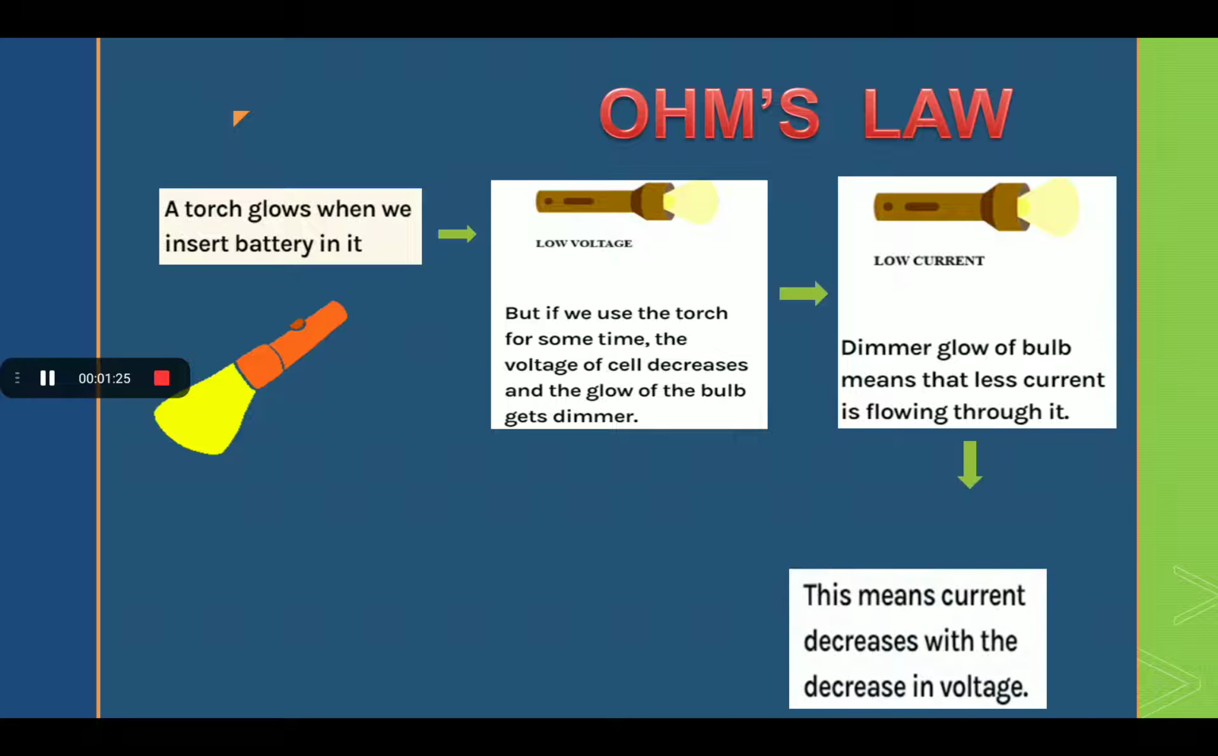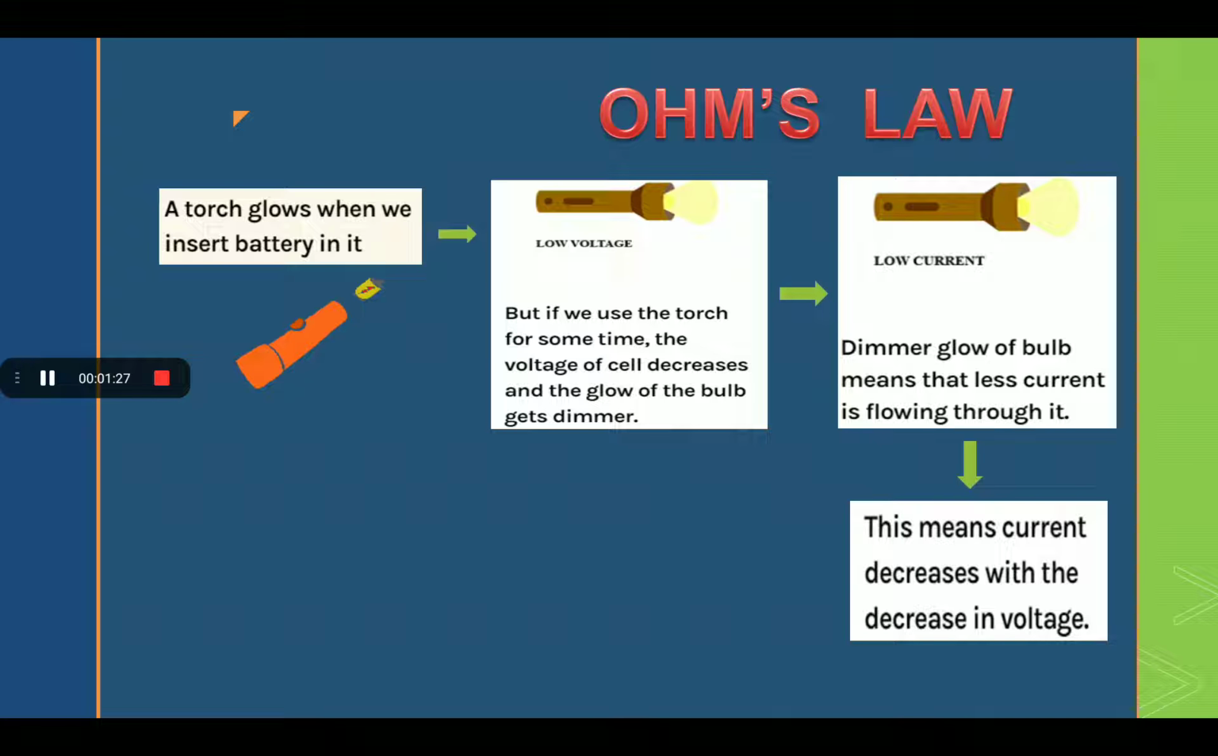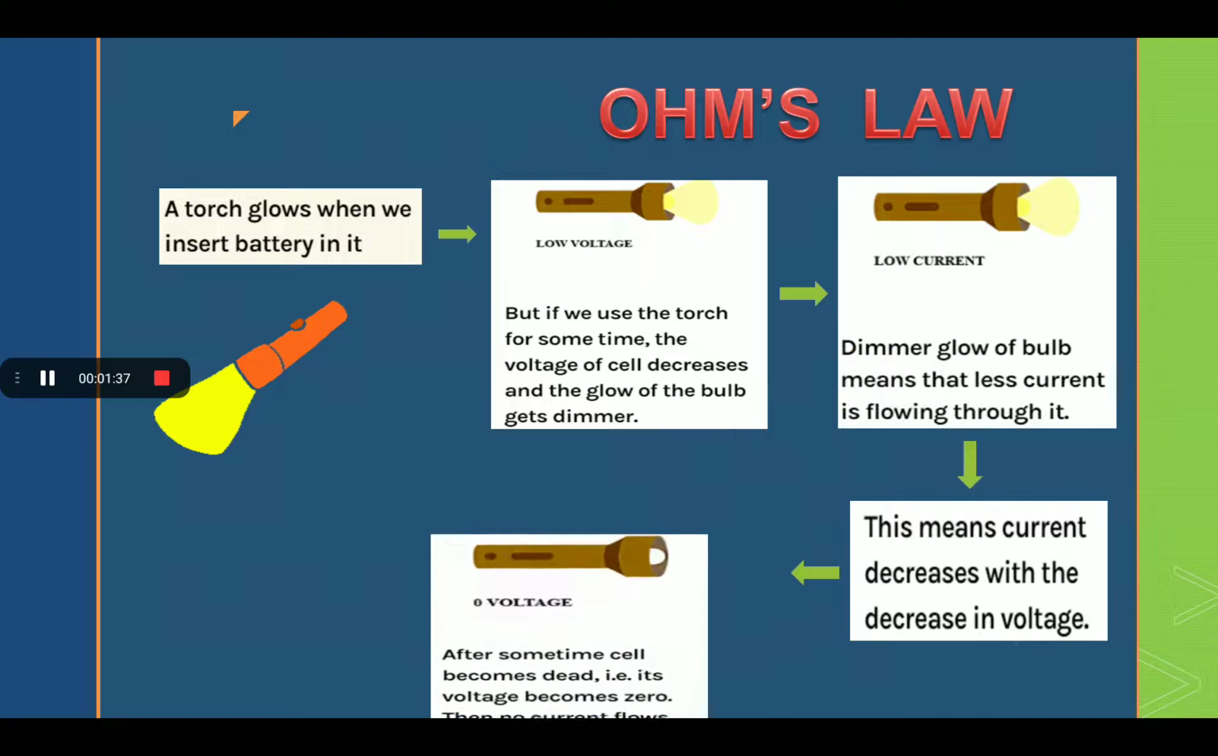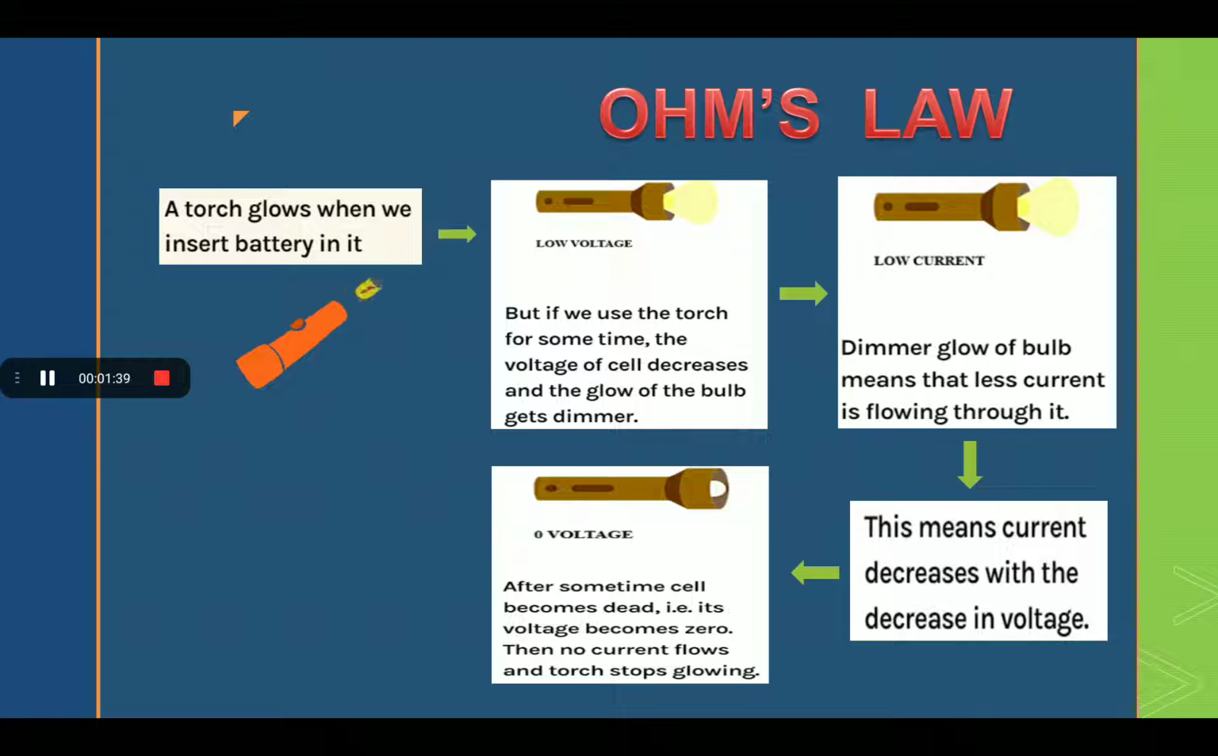And this means the current decreases with the decrease in voltage. Now, after some time, the cell becomes dead, or the battery is discharged. The cell becoming dead means it has zero potential, zero voltage, and when the voltage is zero, no current flows through the torch and the bulb doesn't glow.